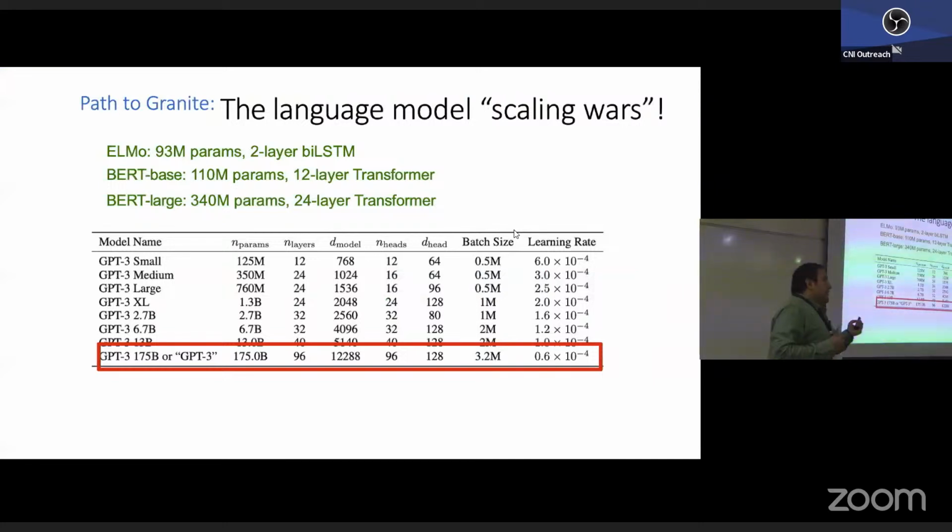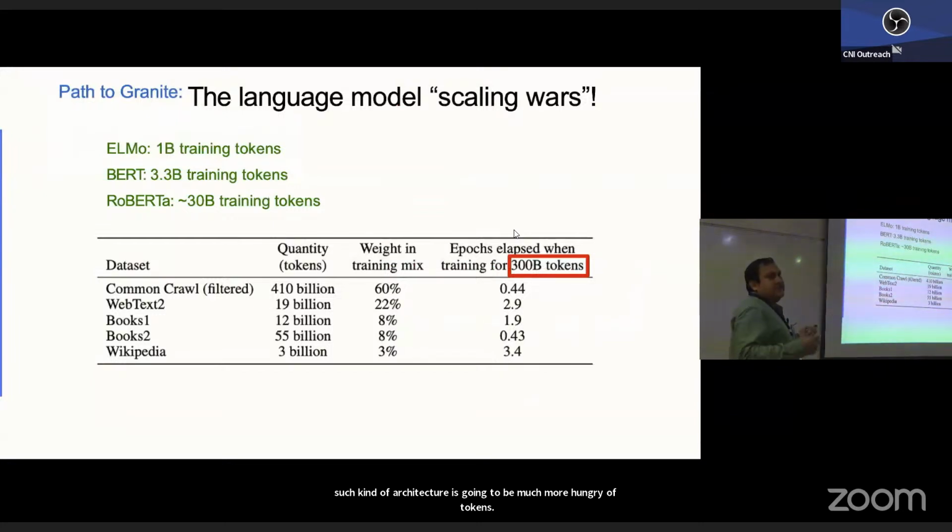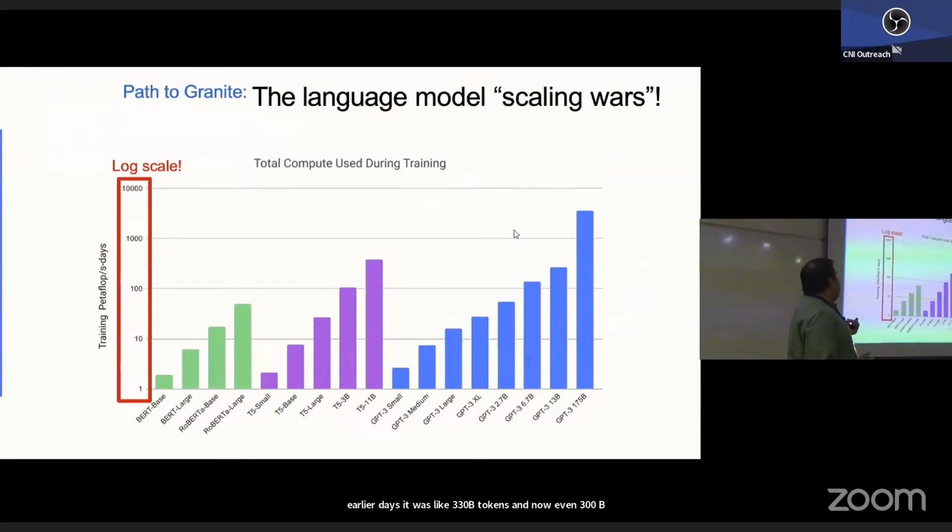Fast forward today, when let's say BART base was there, which was a game changer at its own time, it was just having 12 layers with 110 million parameters. And today's GPT-3 has 175B parameters with 96 of such layers. Obviously, such kind of architecture is going to be much more hungry for tokens. So earlier days, it was like 30B tokens, and now even 300B tokens is like only less than half of an epoch. And needless to say, it racks up a lot of volume towards computation.